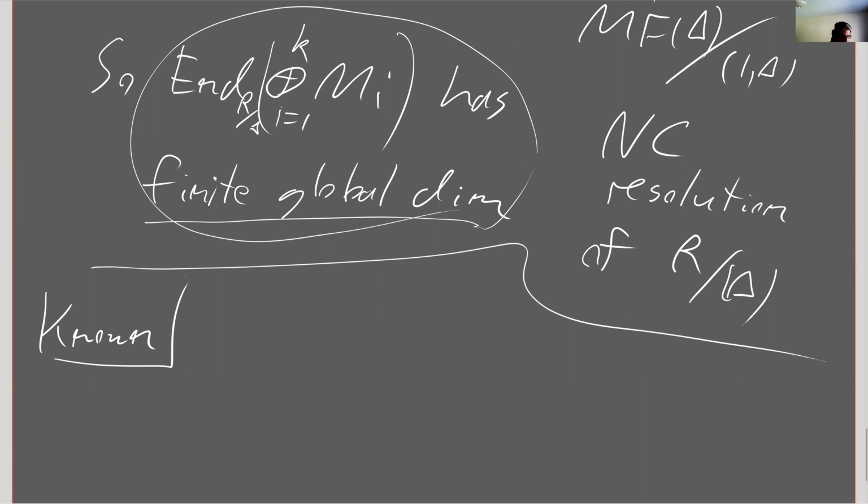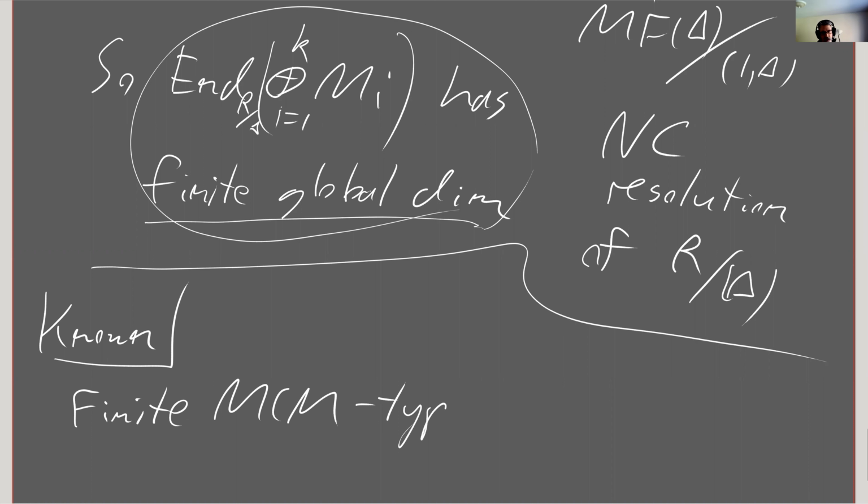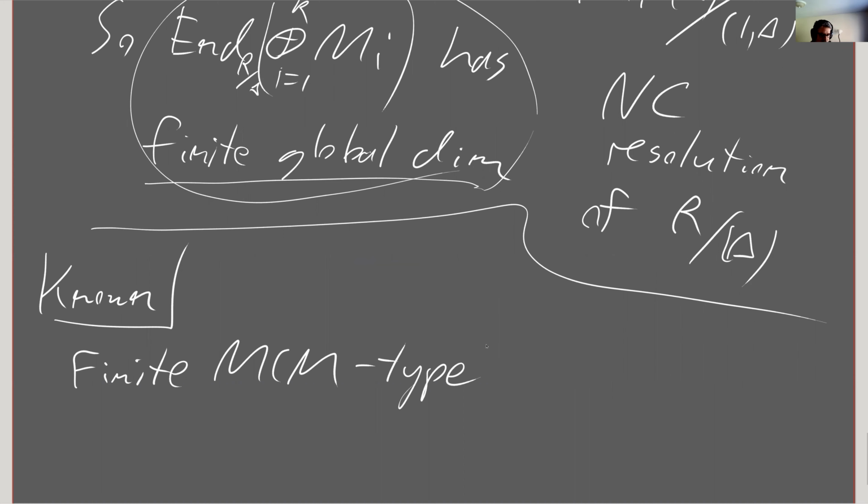I would say one of the older cases is finite MCM type. So this is like finite representation type. All your maximal Cohen-Macaulay modules are direct sums of a finite number of generators. And whenever this holds, you have a non-commutative resolution. In this particular case we're talking about, where we have a hypersurface, this is equivalent to simple singularity in the case of a hypersurface.